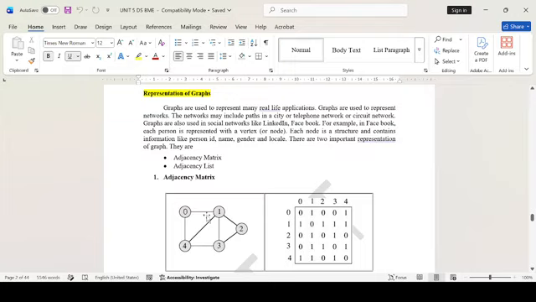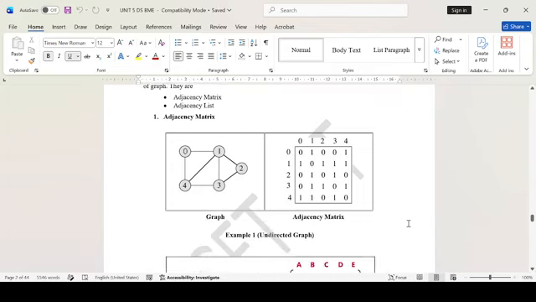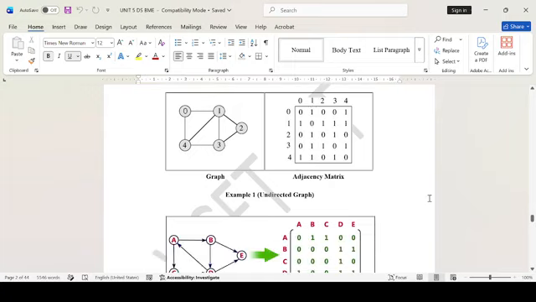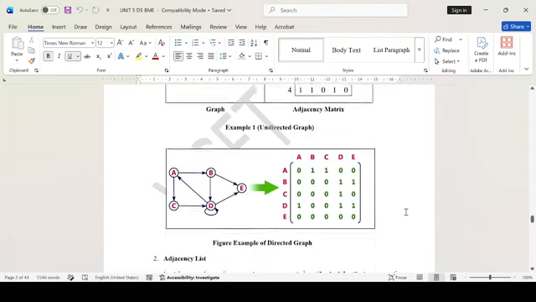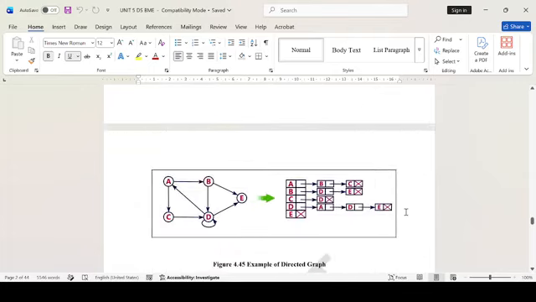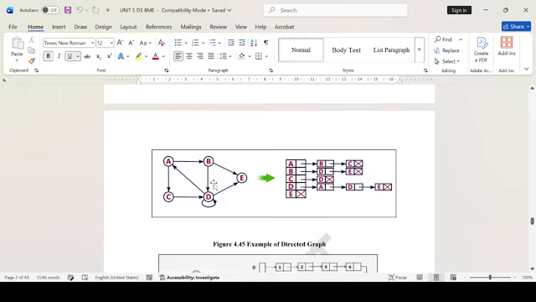Representation of graph. We can represent the graph in two ways, that is adjacency matrix and adjacency list. Adjacency matrix means we are forming a matrix with the number of vertices. If the edge is present, we mark it as 1. If there is no edge, we mark it as 0. Then adjacency list. Adjacency list is represented using the list data structure. If there is a connected edge, we represent it using a doubly linked list.